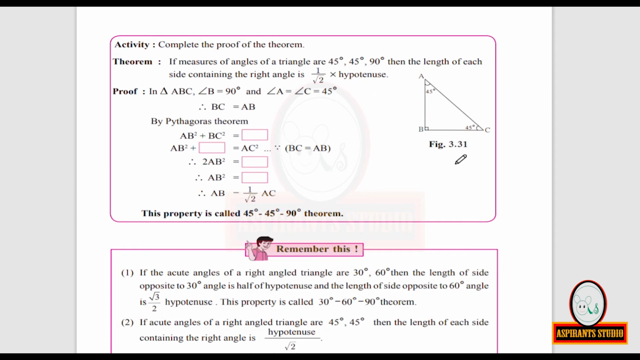We can apply the converse of isosceles triangle theorem here. Since the two angles are having same measures, the opposite sides will be having the lengths equal. So length of BC will be equal to length of AB. Now look at the right angle triangle ABC. You can apply Pythagoras theorem here. AB square plus BC square is equal to AC square, because AC is the hypotenuse, it is the side opposite to 90 degrees.